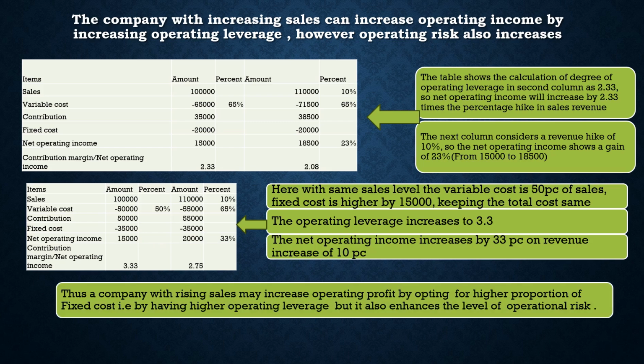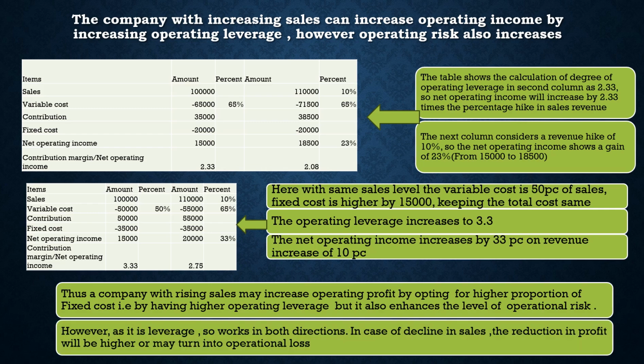Thus, a company with rising sales may increase operating profit by opting for a higher proportion of fixed cost. That is by having higher operating leverage, but it also enhances the level of operational risk. However, as it is leveraged, it works in both directions. In case of decline in sales, the reduction in profit will be higher or may turn into operational loss.